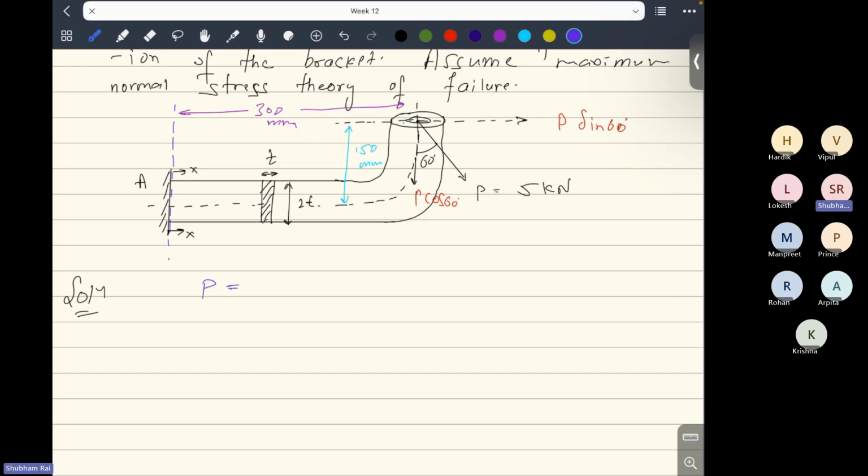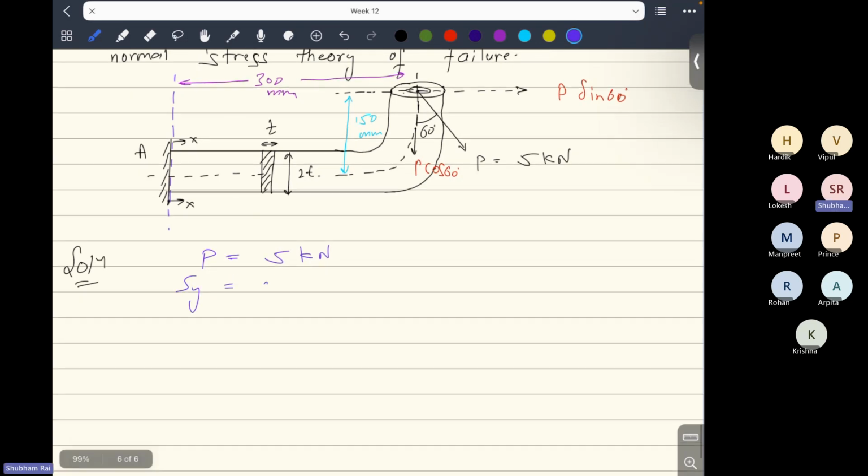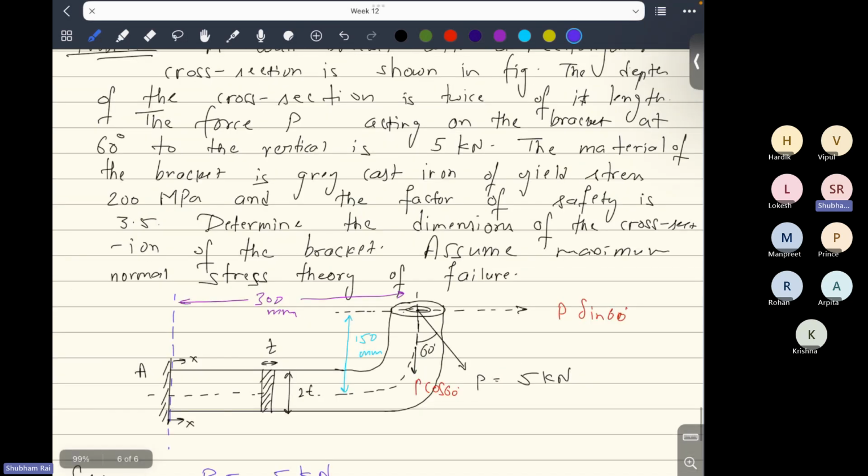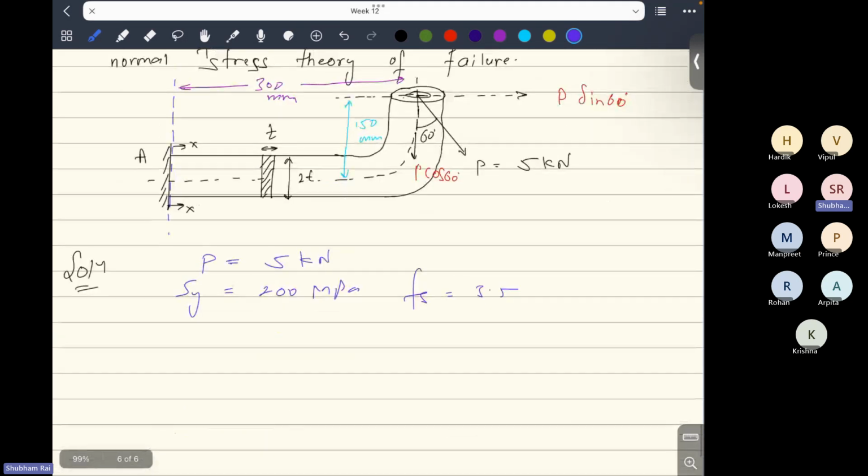So P is 5 kilonewton, right? And Sy, the yield strength given to you, is 200 megapascal, and you have to take a factor of safety of 3.5, which is given in the question. So the allowable stress, sigma max, that the material can sustain will be Sy divided by Fs, so that will be 200 divided by 3.5, which you can convert in Newton. It is in megapascal, which is Newton per mm square.